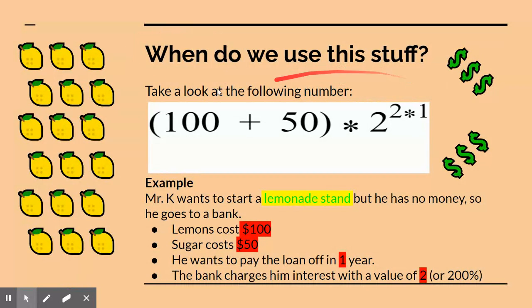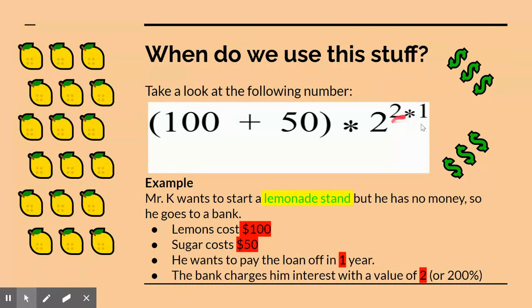When is math useful? A lot of people say math doesn't seem to apply to anything that I do in life. I like to read, but what am I going to use this math for? It doesn't seem all that important to me. And so one example that I want to use is this number right here. So take a look at this number. It's 100 plus 50, a grouping, times 2 to the power of 2 times 1.